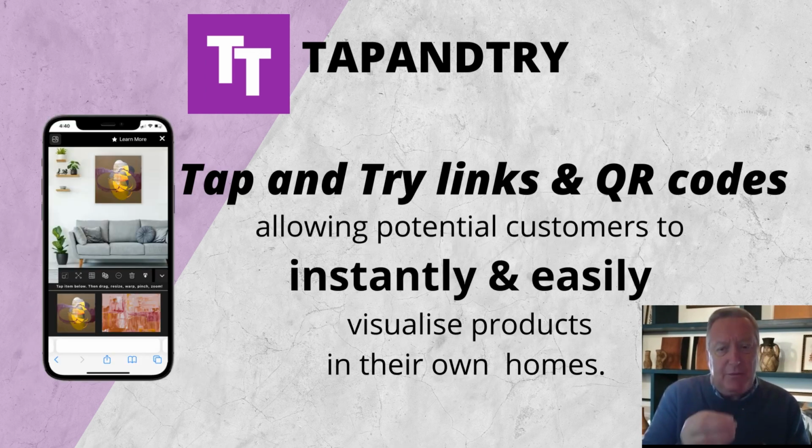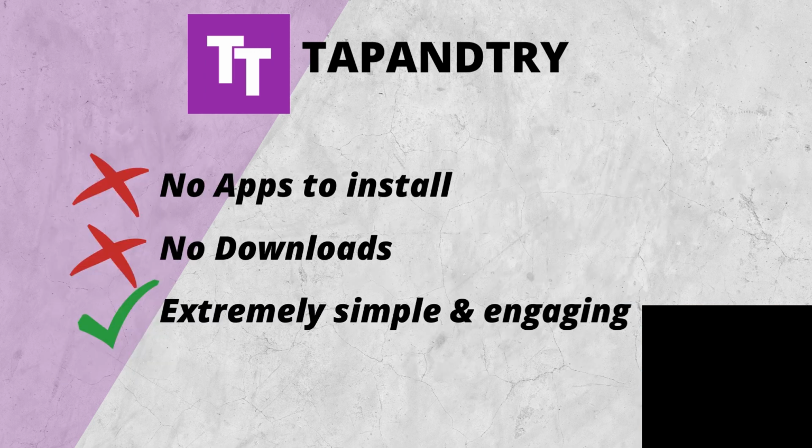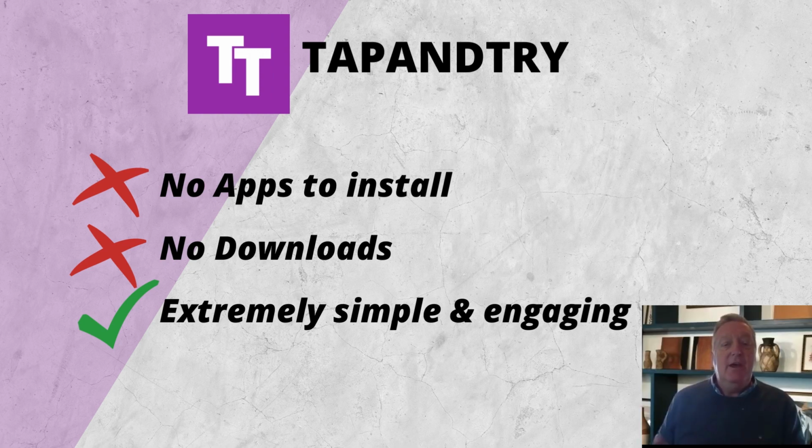The takeaway from this slide is instantly and easily, because there are a number of augmented reality or virtual reality type applications that are not built around the sales process. That is, it leaves itself open to user abandonment. People leave as quickly as they came, and what we need to do is try and engage people and give them the best user experience that we possibly can. So with Tap and Try, there are no apps to install, there are no downloads, and it's extremely simple to use, very user-friendly.